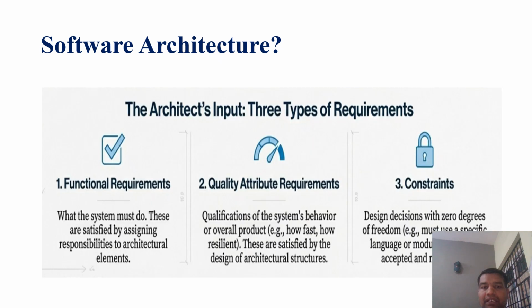Next, the architect's input, which has three types of requirement. First one is functional requirement, second is quality attributes requirement, and third is constraint. So, what is functional requirement? Functional requirements are satisfied by assigning responsibility to architectural elements. Second one is the quality attributes requirement, like how fast, how resilient. These are satisfied by the design of the architectural structure. Third one is the constraint, like a design decision with zero degrees of freedom, such as must use a specific language or module. These are accepted or reconciled.